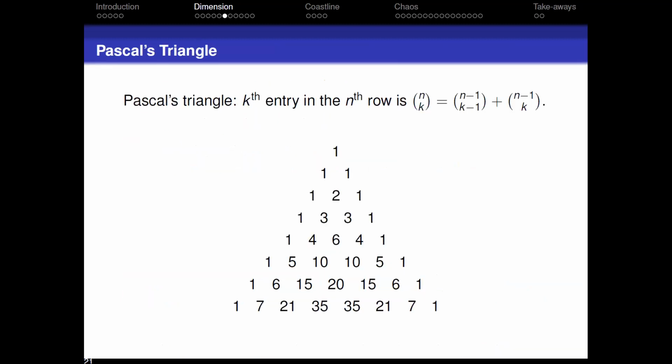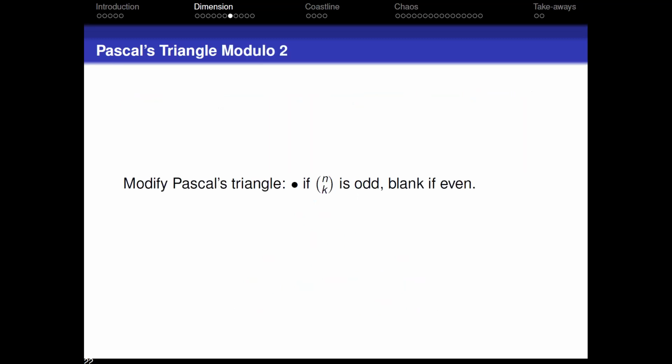How many of you have seen Pascal's triangle? If you want to take the derivative of x to the n, where n is an integer, this is how we do it. We look at (x plus h) to the n. And when you expand it out, the nth row of Pascal's triangle is the coefficients you get in (x plus h) to the n. We're going to play a little game. Wherever you have an odd number, put a dot. Wherever you have an even number, delete it.